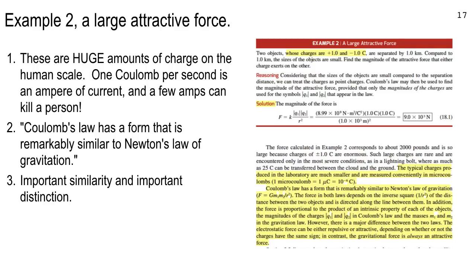Similarity. They're both inverse R squared laws. Go ahead and write that down. Inverse R squared law. Newton's law of universal gravitation, G m1 m2 over R squared. Nice. That's an inverse R squared law. Coulomb's law, K Q1 times Q2 over R squared. Nice. Inverse R squared law.